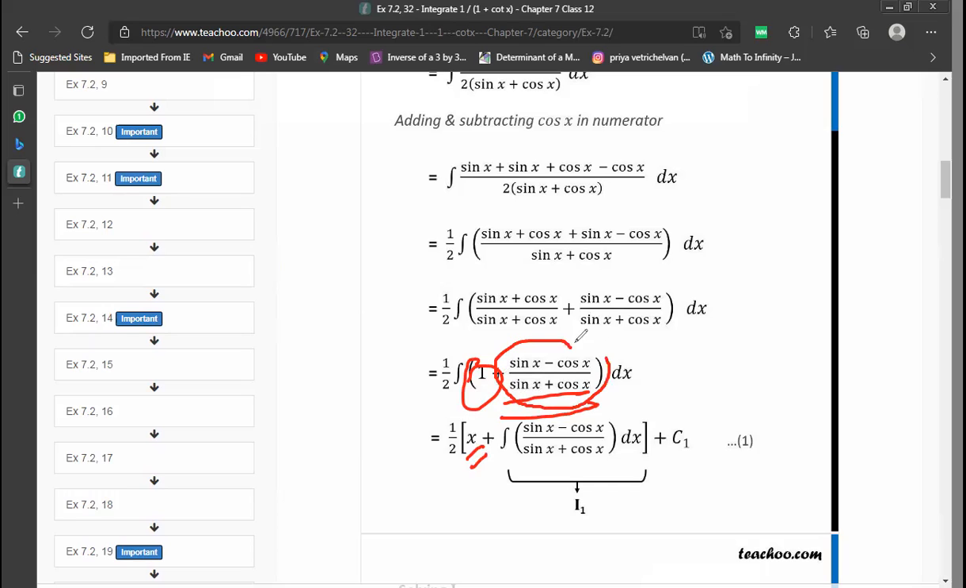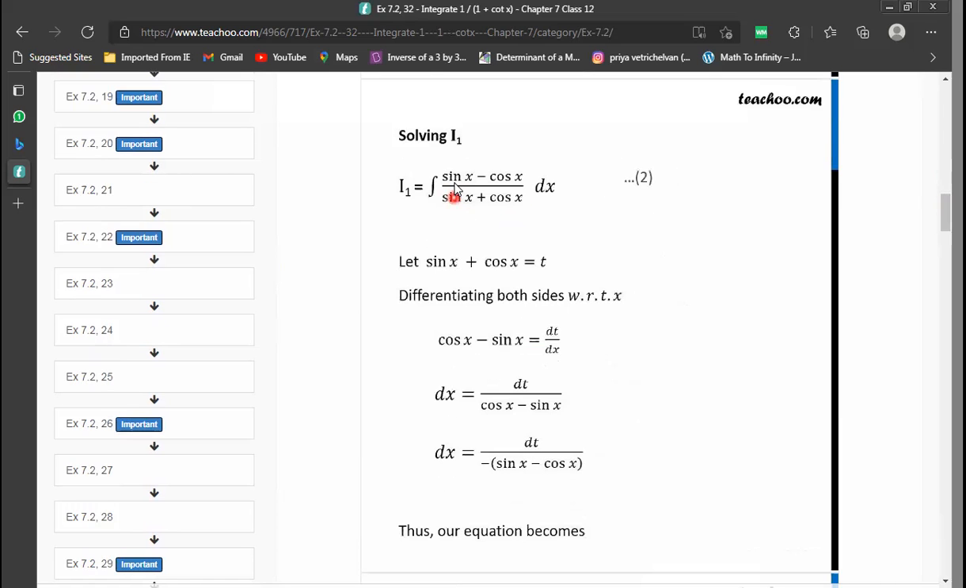Now take the other part separately and solve it using the substitution method. The denominator can be assumed as t. Differentiation of sin x is cos x, and differentiation of cos x is minus sin x. So dt by dx is cos x minus sin x, and dx is nothing but dt upon cos x minus sin x.